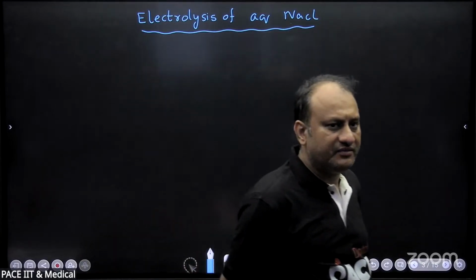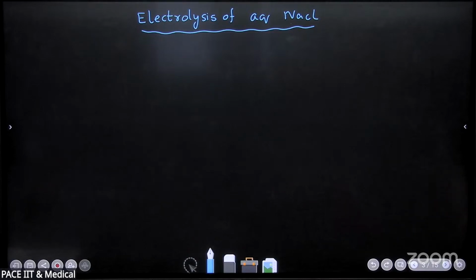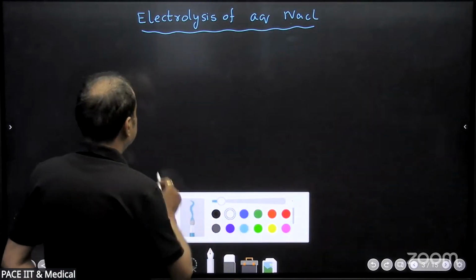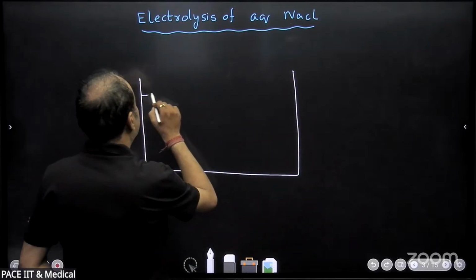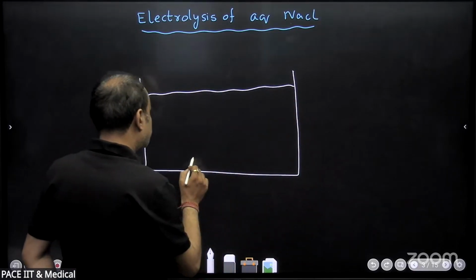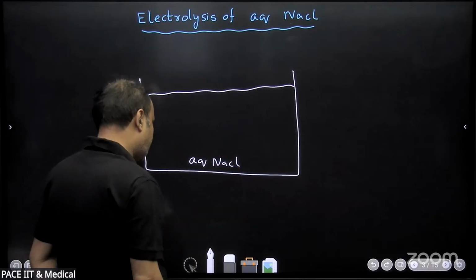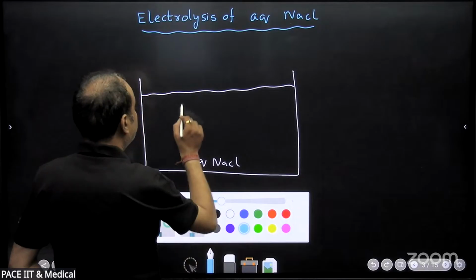Next example I will take is of electrolysis of aqueous salt. So now, in our electrolytic cell, we will take NaCl dissolved in water and 2 platinum plates.